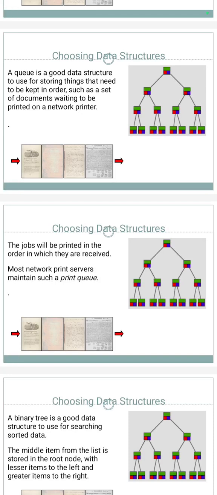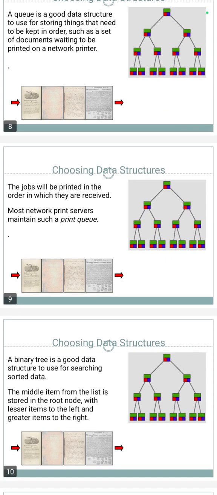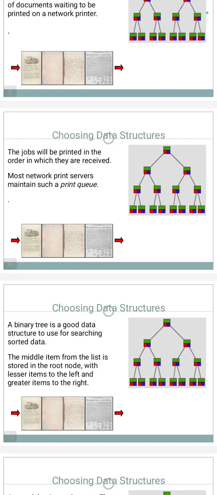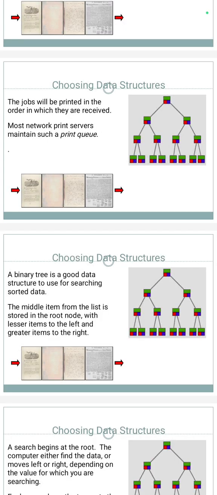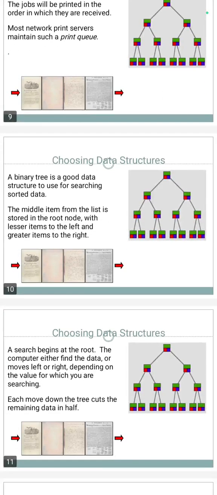A queue is a good data structure to use for storing things that need to be kept in order, such as a set of documents waiting to be printed on a network printer. This is a real life example of the queue on the computer system. The jobs will be printed in the order in which they are received. Most network print servers maintain such a print queue.